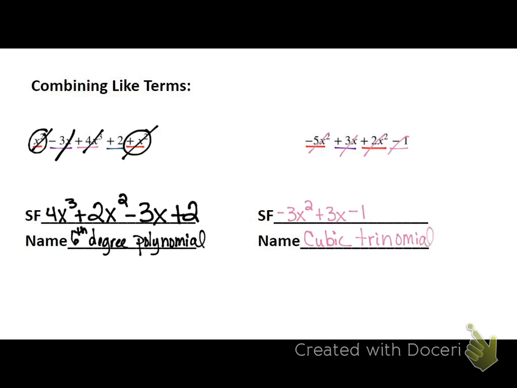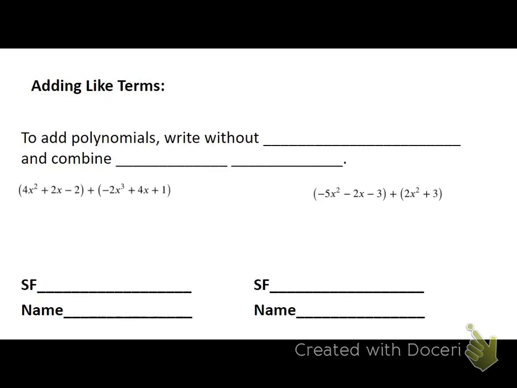Okay, now let's get to the real stuff. Do you guys have this all down? Okay. Adding polynomials. To add polynomials, all you're going to do is write it without parentheses and combine what? Like terms. That's it.